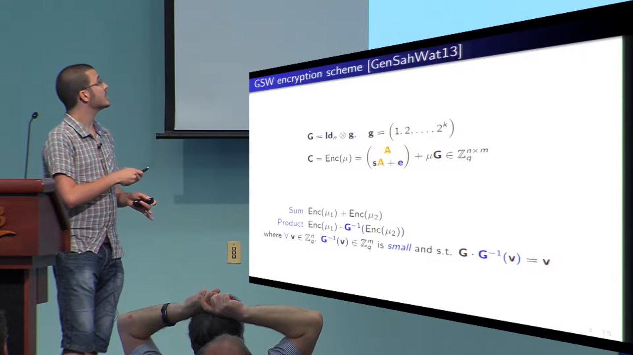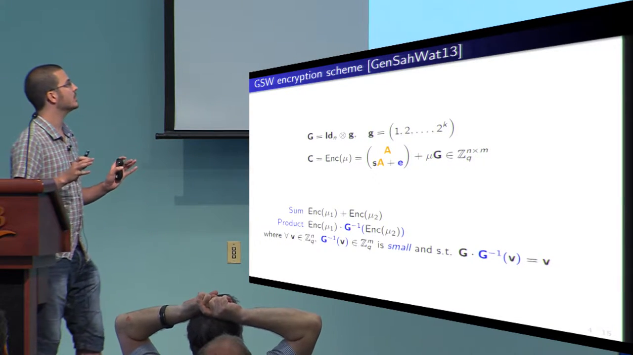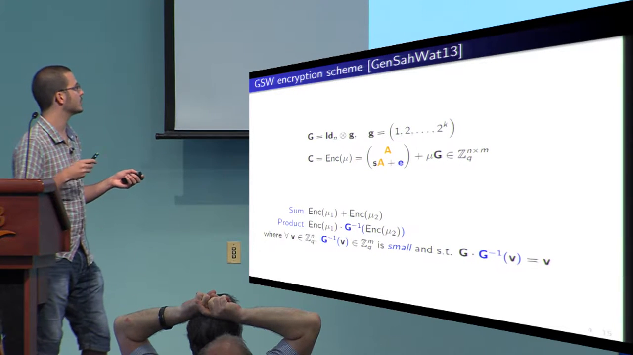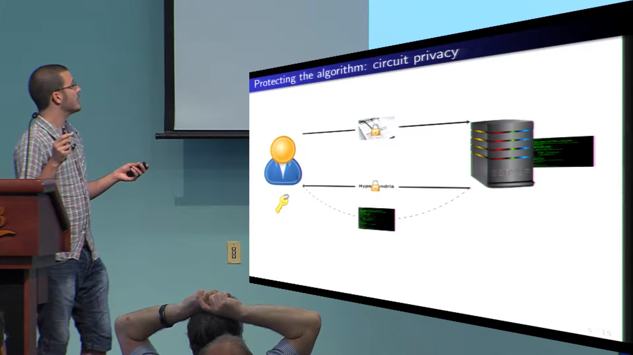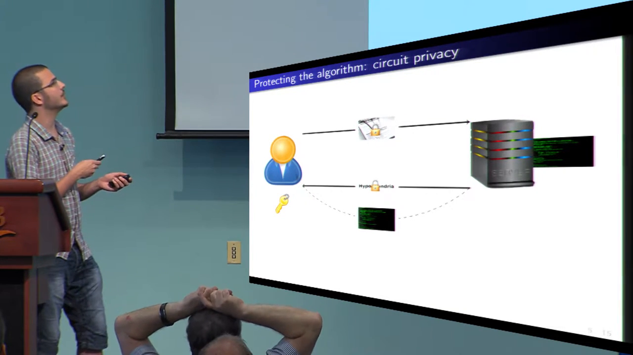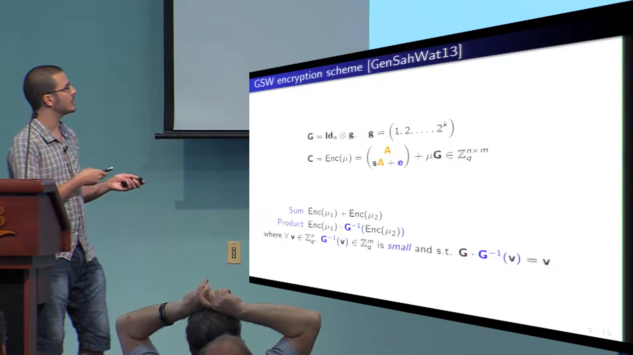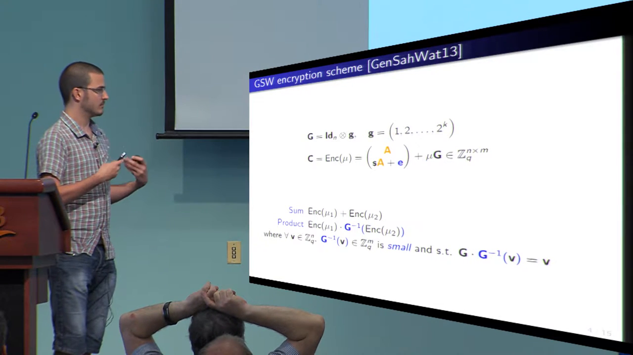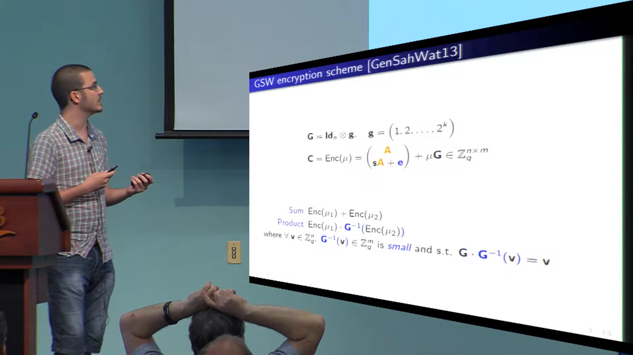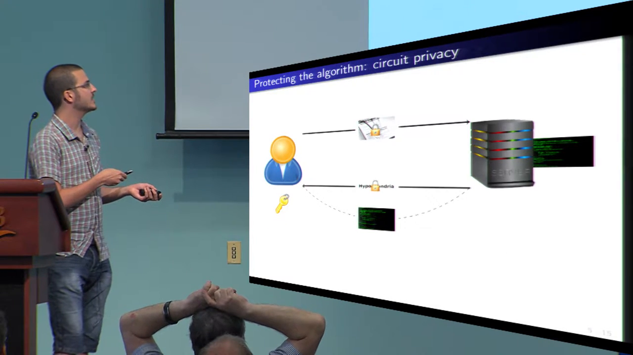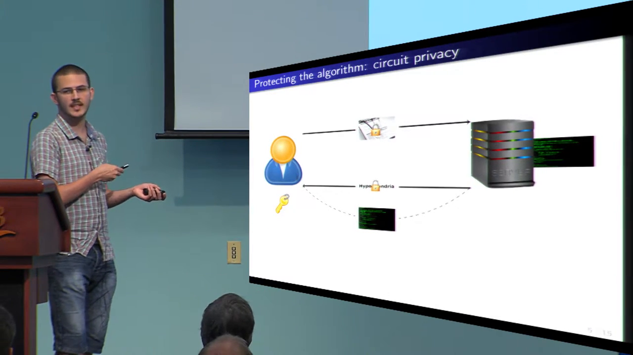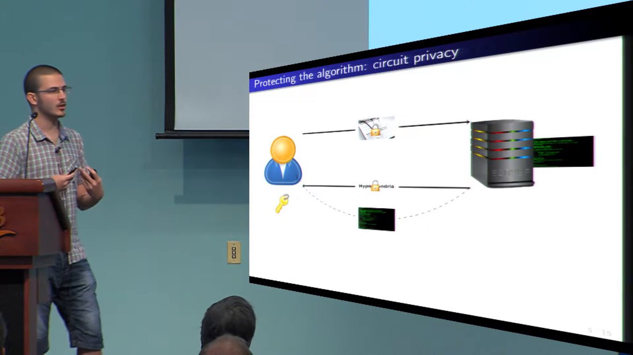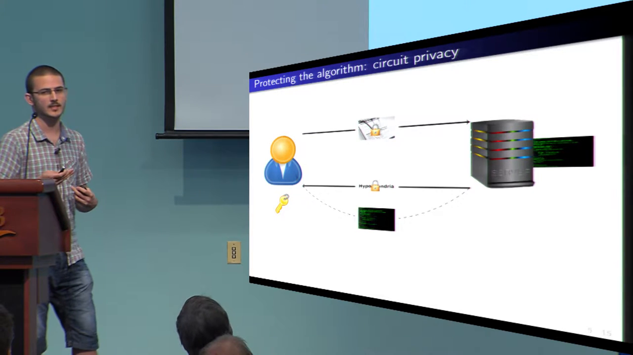So that's GSW encryption. It was published in 2013 and reworked a few times afterwards. The problem is that now you get FHE, but the error term is modified during the operations. So by analyzing the outputs, the user can guess, or at least get some information about the algorithm that was run on his data.